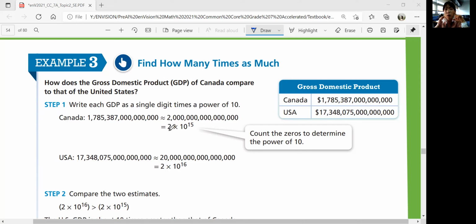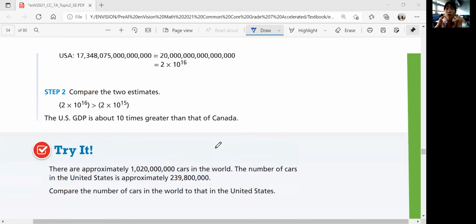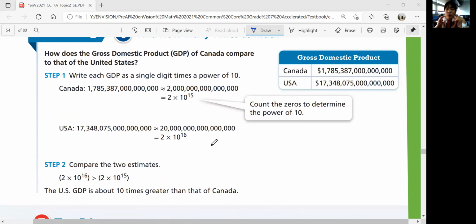Okay, so we're really talking about 2 quadrillion versus 20 quadrillion. Obviously, which one is bigger? 20 quadrillion, right? 10 to the 16th power is greater than 10 to the 15th power, right? So you are going to say USA is greater, but by how much? Your digit 2 is the same. So what do you think?